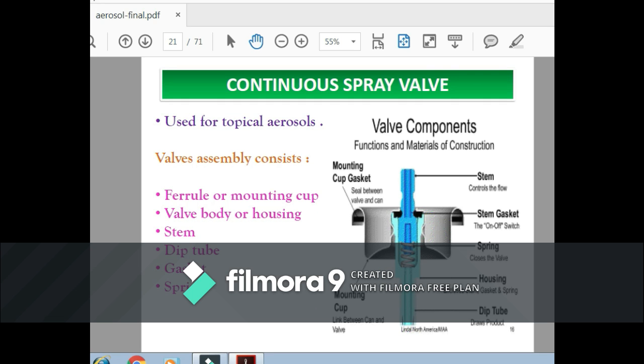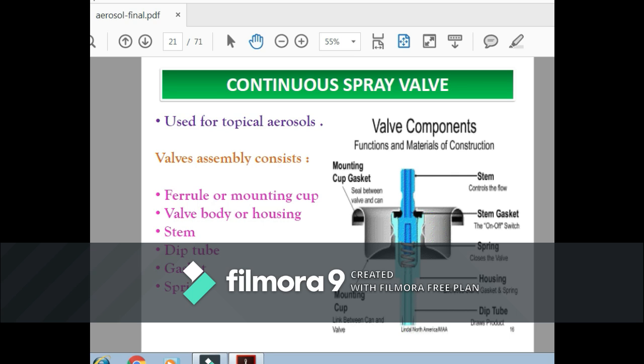Then continuous spray valve. This is used for topical aerosol purposes, generally for anti-inflammatory purposes. At that time we have to use the continuous spray valve. This continuous spray valve does not have metering or measurement of the dose. So it can deliver your dose as long as you are pressing your button or the switch.